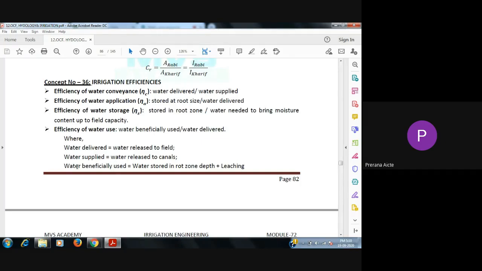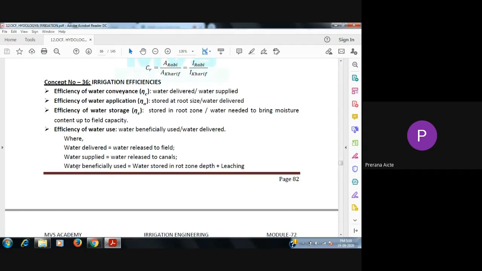Efficiency of water application, eta A, equals water stored at the root zone to water delivered. Then efficiency of water storage, eta S, equals water stored in the root zone to the water needed to bring the moisture content up to the field capacity. Efficiency of water use equals water beneficially used to water delivered.